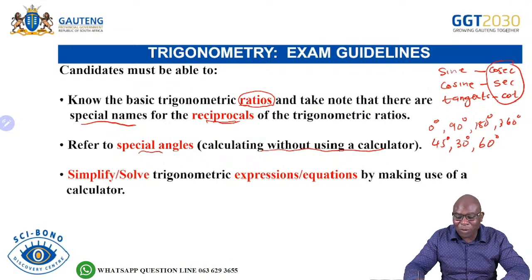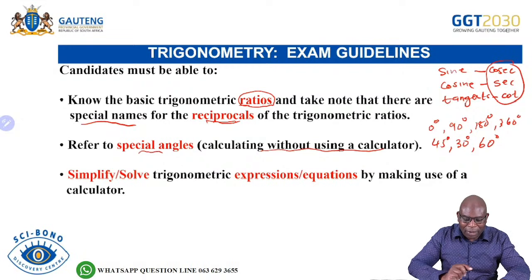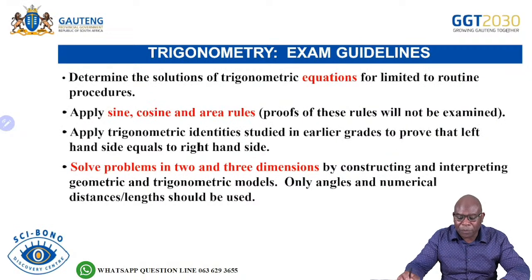Okay. I know you're going to cheat with this one because we always do. But once we don't give it to you as 45, we give it as maybe 135 degrees. Then we want you to reduce it. Then from there, if you use tan 135 as it is, then we know you have used a calculator. Simplify trigonometric equations, expressions, solve equations there by making use of a calculator. There we allow you. Determine the solution of the trig equations limited to routine procedures only.